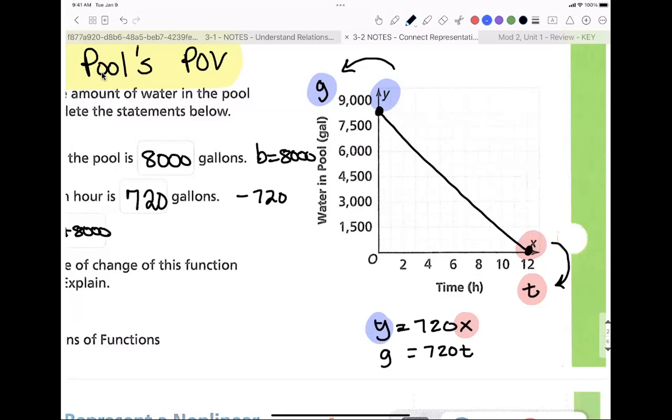It says, here's your table. And it says that this is weeks, and this is the money in the account. I'm just going to put the money symbol.